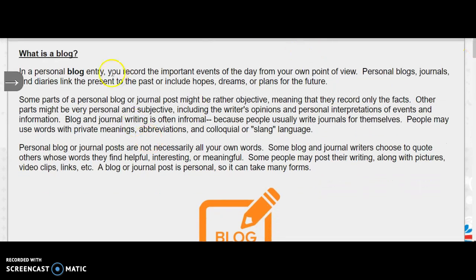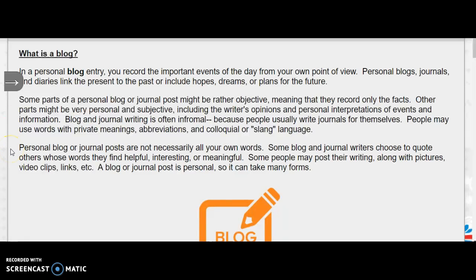In a personal blog entry, you record the important events of the day from your own point of view. Personal blogs, journals, and diaries link the present to the past or include hopes, dreams, or plans for the future. Some parts of a personal blog or journal post might be rather objective, meaning that they record only the facts. Other parts might be very personal and subjective, including the writer's opinions and personal interpretations of events and information. Blog and journal writing is often informal because people usually write journals for themselves. People may use words with private meanings, abbreviations, and colloquial or slang language.